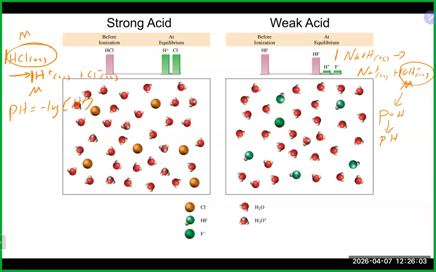So you could also be given a strong base formula and a concentration and want to know what the pH of that solution is. And again, because it's a strong base, that'll give you your hydroxide, get you to your pOH, and then obviously to your pH in that case. Any questions on that there?